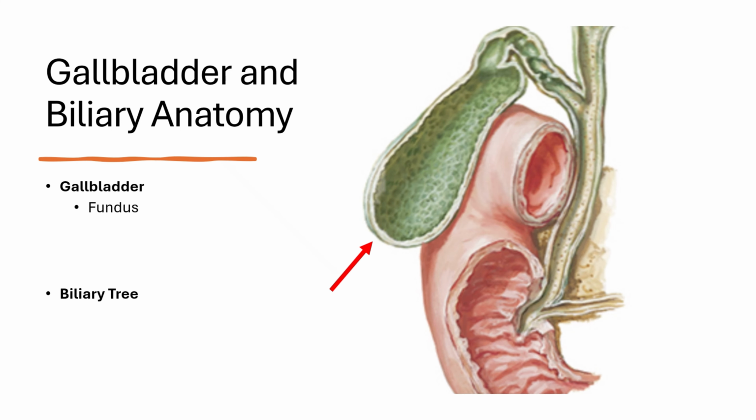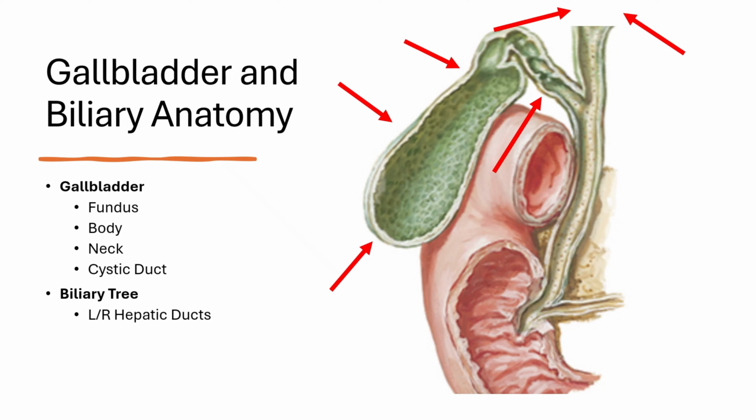Right here we have the fundus of the gallbladder, the body of the gallbladder, and then the neck of the gallbladder. And then the duct coming off of the gallbladder is going to be called the cystic duct. It meets the biliary tree. The biliary tree is made up of the left and right hepatic ducts, the common hepatic duct, and then we have the common bile duct.